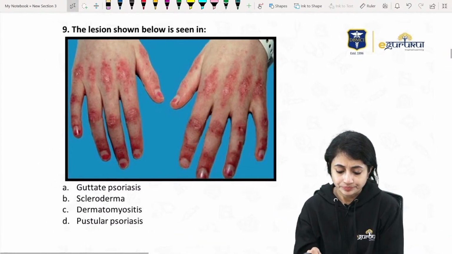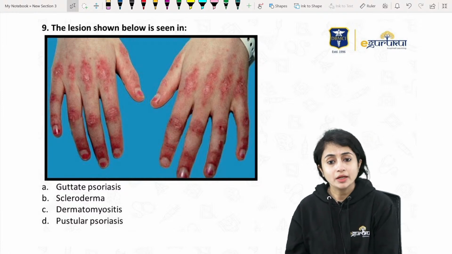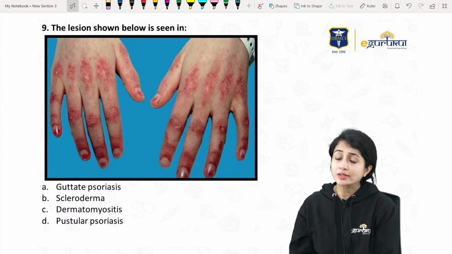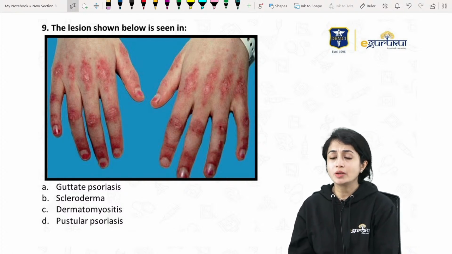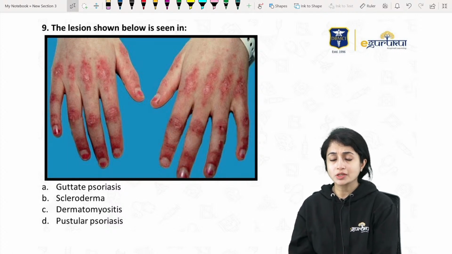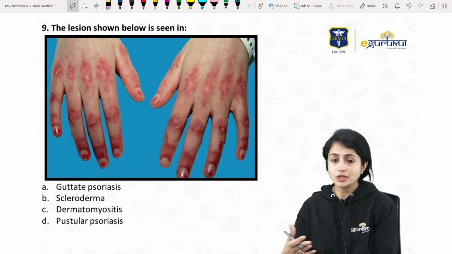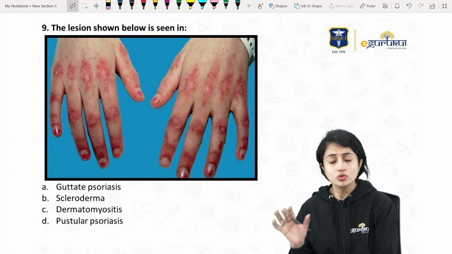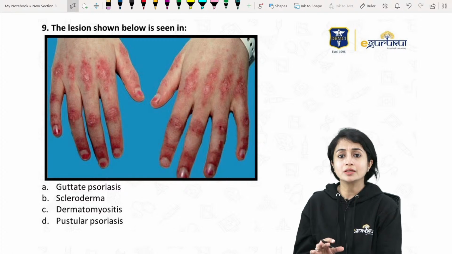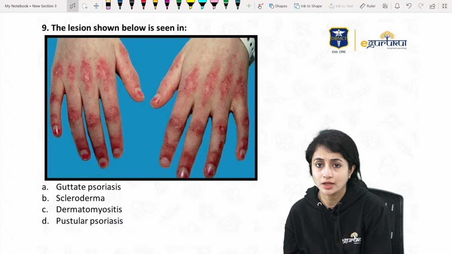Okay. The lesion shown below is seen in. Again, a very classical one. Now remember, in dermatology, mostly what you get is image-based questions. They give you an image and there is something related to that. Even in INI-CET, which just happened, most of the questions were image-based. That's why I'm putting a lot of images here. So try to understand with the help of images, because dermatology is very clinical. You have to understand the lesions and then only you'll be able to figure out the diagnosis.